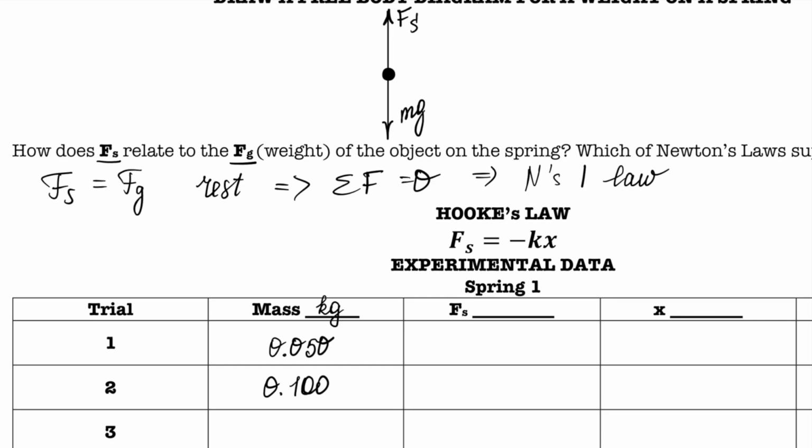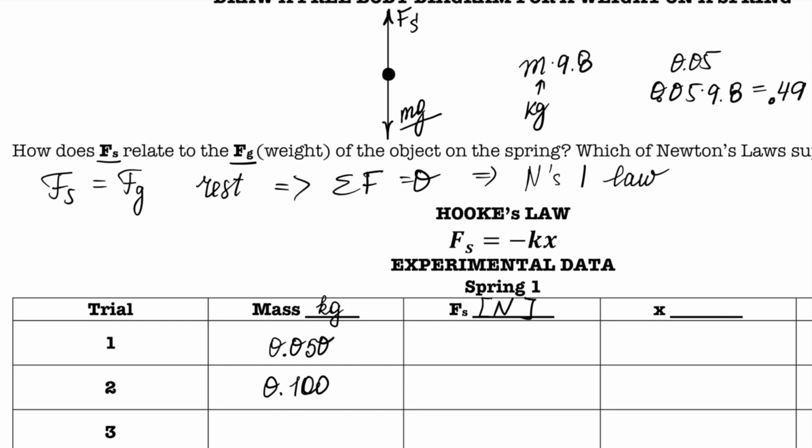How do we find force of gravity? Right here. Mass times 9.8. Mass needs to be in kilograms. So if I have 0.05, that's like 5 times 9.8. Remember, we had that as 49. So then if it's 0.05, this is going to be 0.49 newtons. So force of the spring in newtons is going to be 0.49 newtons.